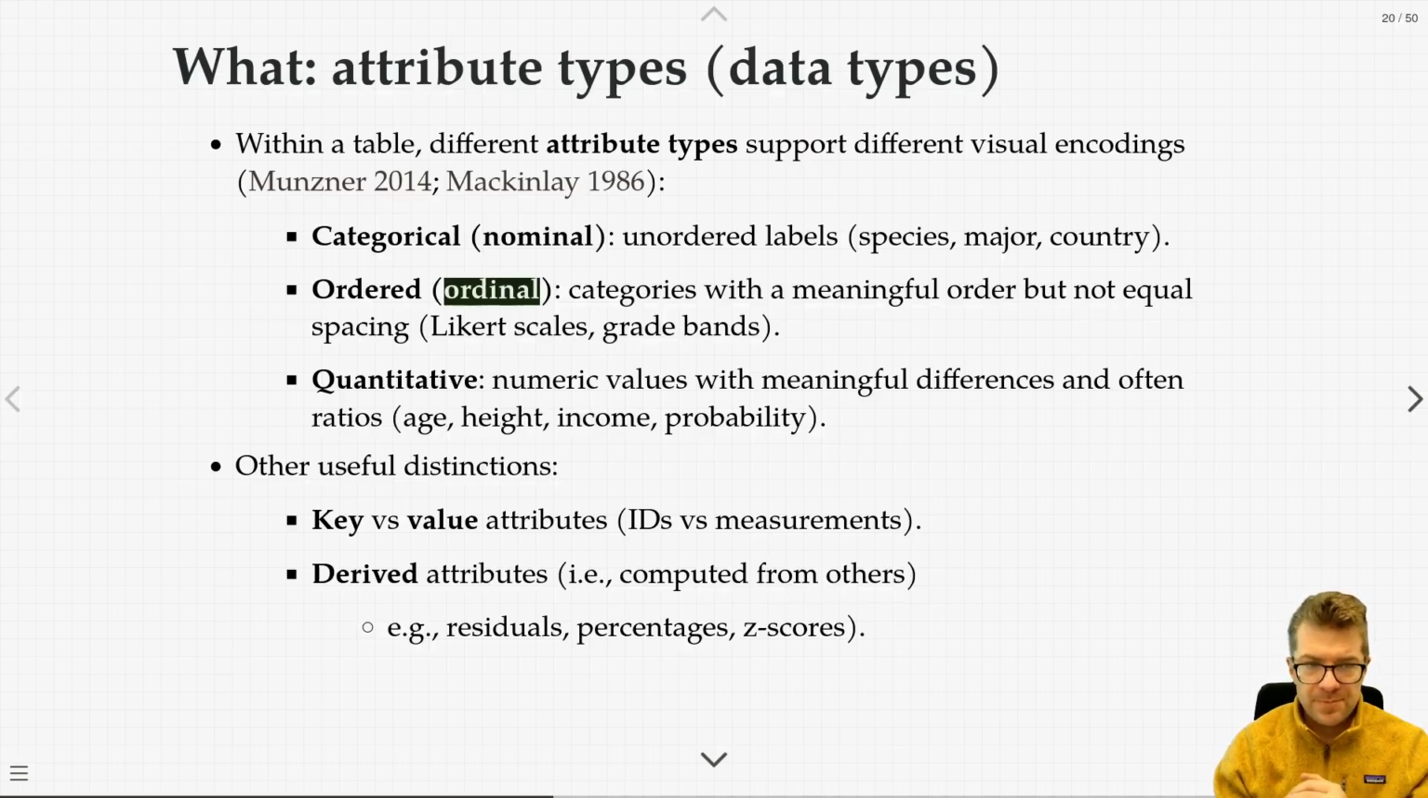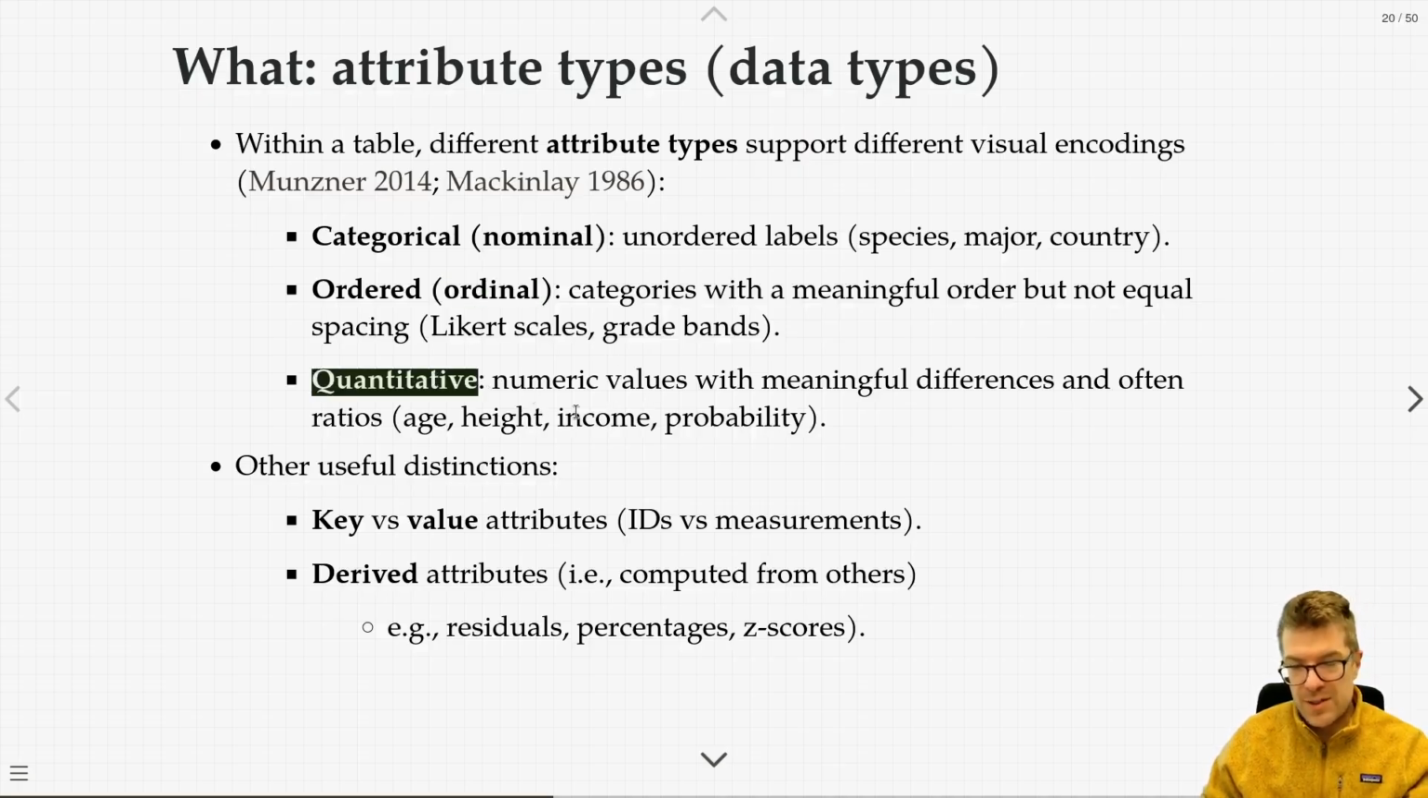Maybe, maybe not. And then we have quantitative. These are good old-fashioned numerical values like integers and floating points. The differences are meaningful. You can take ratios, you can take some statistics, averages, so things like age, height, income, probability, a lot of the kind. This is a data type we've seen a lot of.